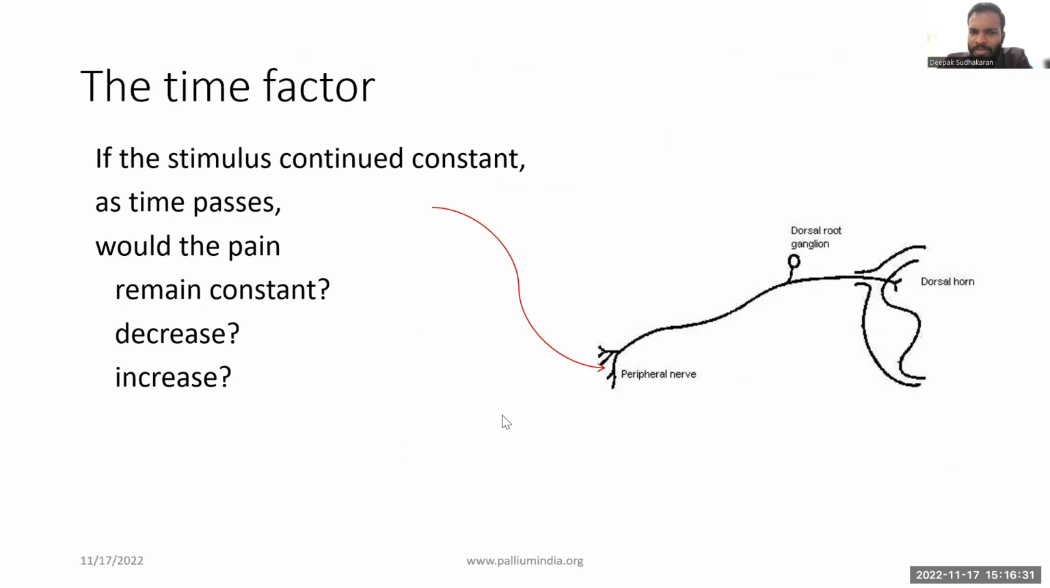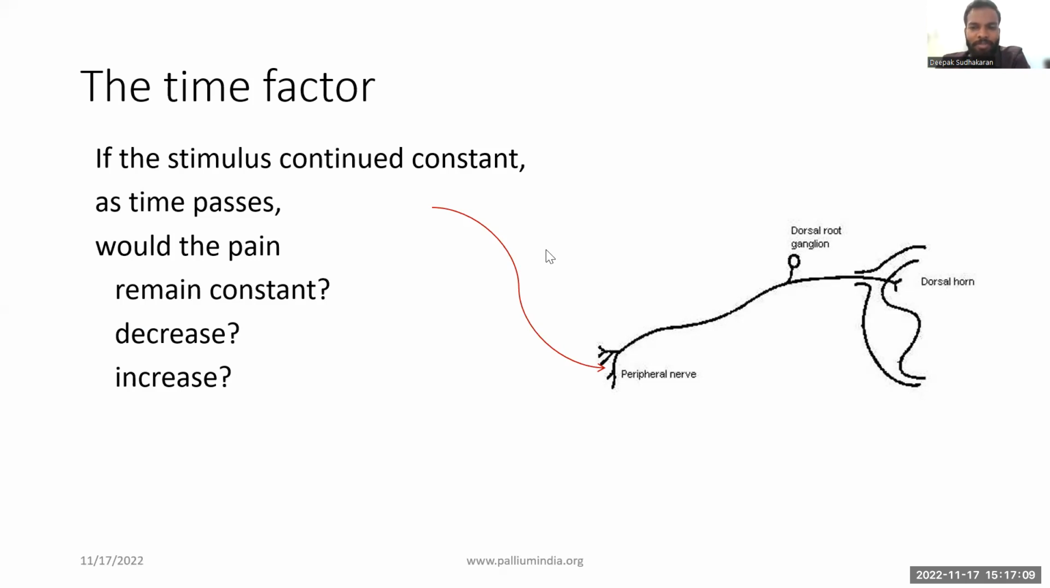Coming to the time factor, this is what I was trying to explain. Here you can see there is a peripheral nerve. Peripheral nerve means a nerve which is going to the peripheries of your body. And you can see this written as dorsal horn. Dorsal horn means it is something inside your spinal cord. Now, if the stimulus is constant, there is continuous stimulation, the same pain continuing as time passes. The question was, does the pain remain constant, or will it decrease, or will it increase?